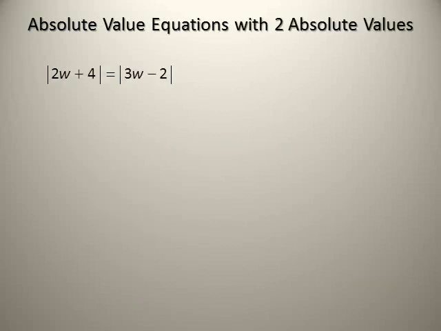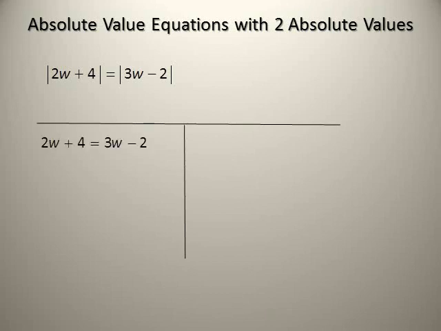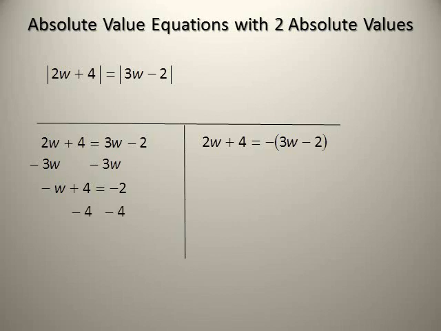If we have absolute equal another absolute, that means I'm going to change the sign in one of them, any one of them. That means maybe 2w plus 4 equals 3w minus 2, and 2w plus 4 equals negative 3w minus 2. Solve the two equations. First, minus 3w on both sides. It will be negative w plus 4 equals negative 2. Negative w will be negative 6. Finally, w equals 6.